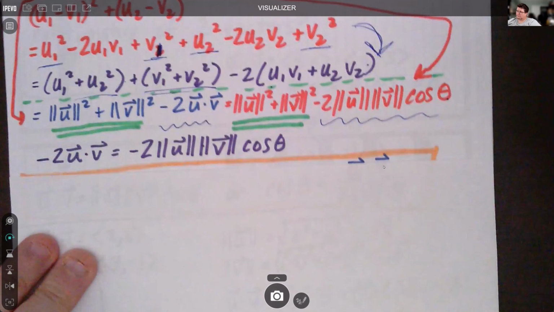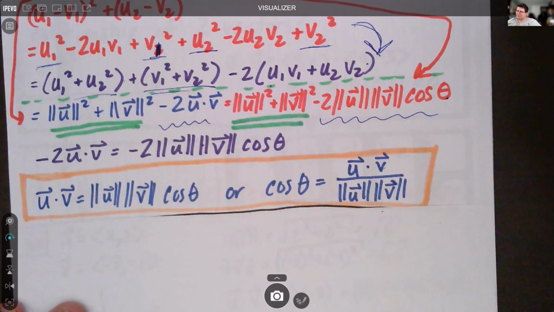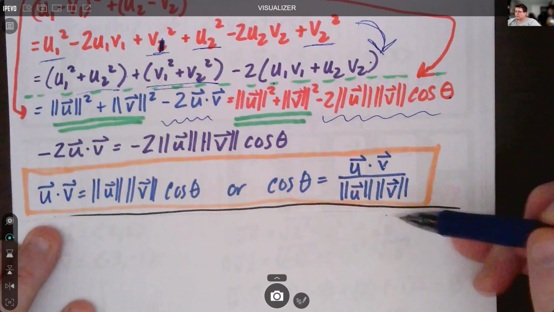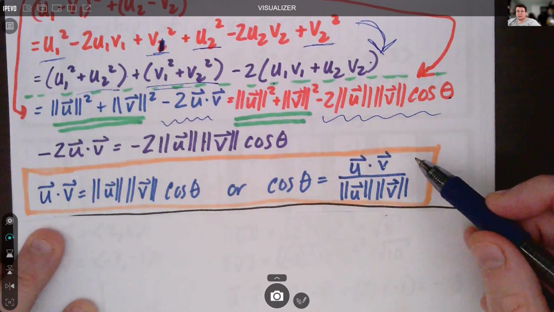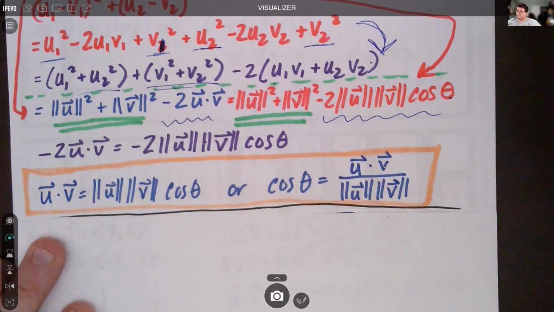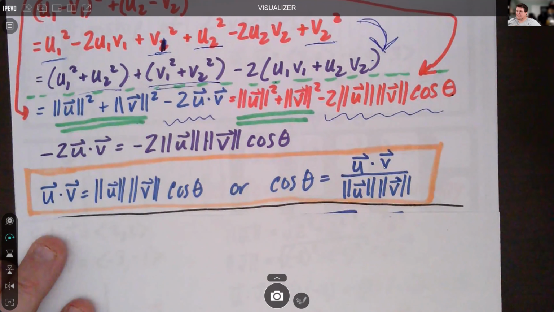We're almost done. Divide by minus 2, we see u dot v is the same as the norm of u, norm of v, cosine theta. Or we can write it in terms of cosine theta rather than the dot product. Cosine theta is u dot v divided by the norms of both of them. It's kind of neat.